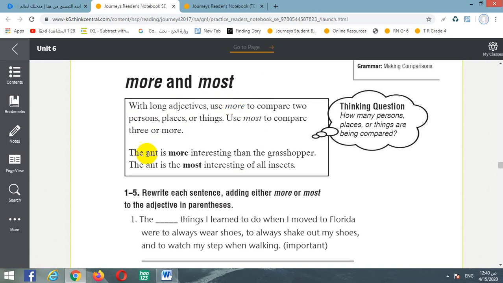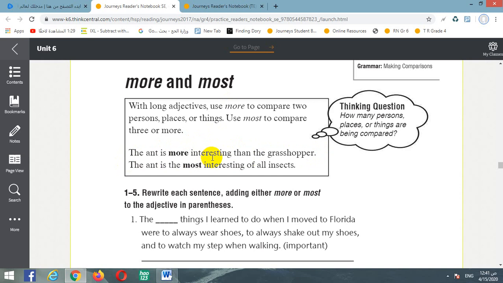Example, when I say the ant is more interesting than the grasshopper. So here, more interesting than. Don't say interestinger, wrong. So more interesting than. Okay?